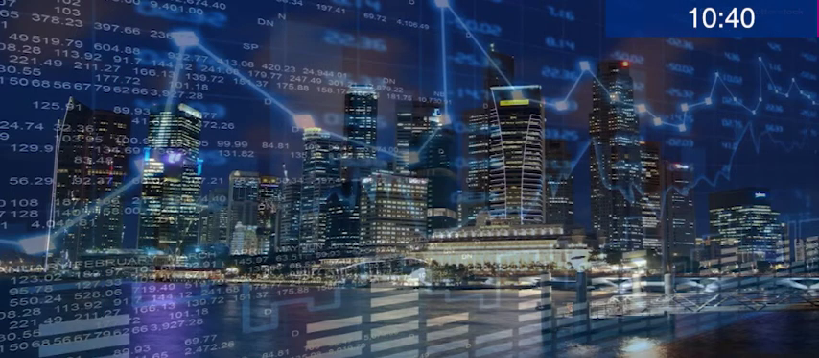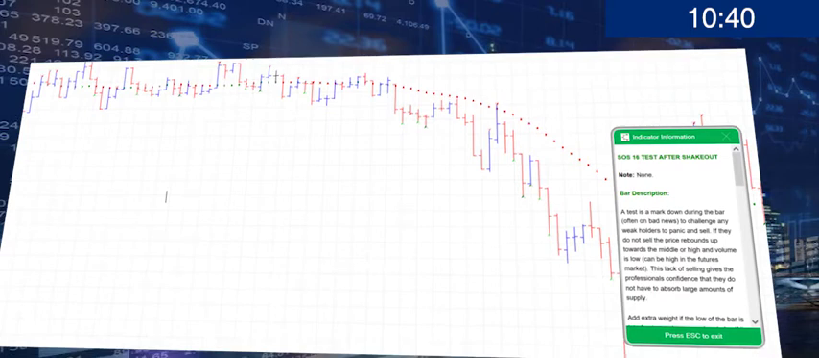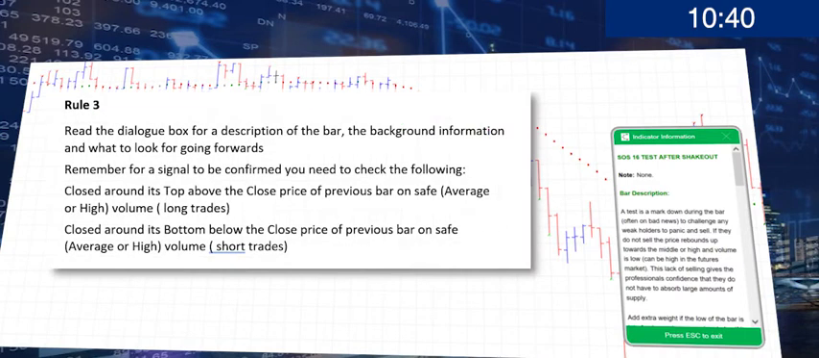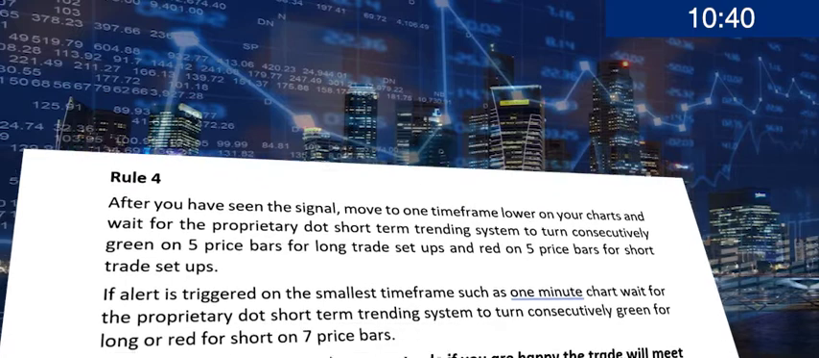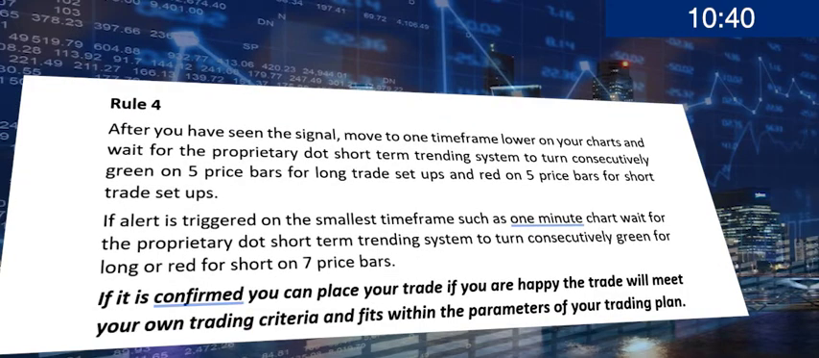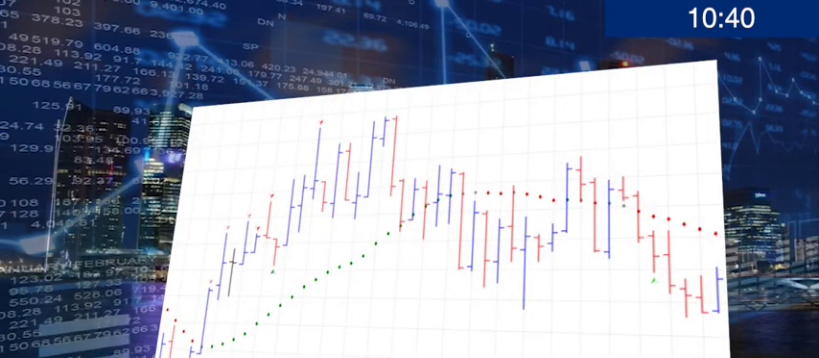The time is now 10:40. A confirmation signal, SOS 16, test after a shakeout, has appeared on the 5-minute chart. Again, Rule 3 in the strategy document says that for a signal to be confirmed, you need to read the dialog box, which will explain what you're looking for. The next rule in the strategy document says that we need to check a lower time frame and wait for a change of behaviour. Here is the 1-minute chart, and as you can see, the short-term trend is still red, which means that the market has not yet changed direction.